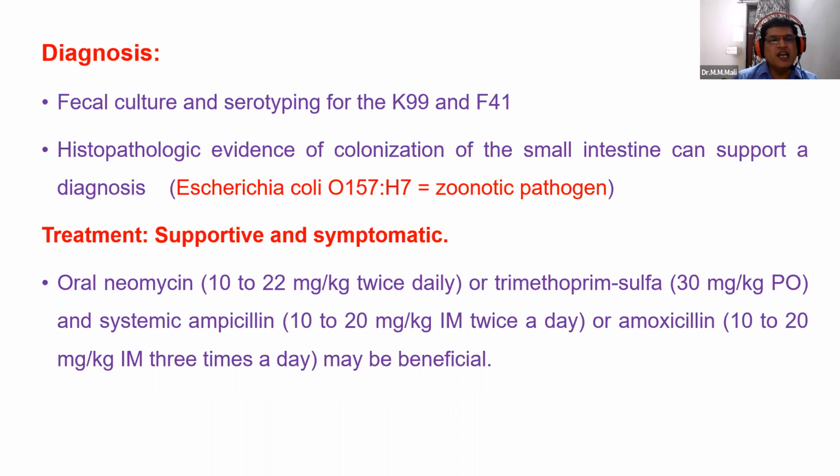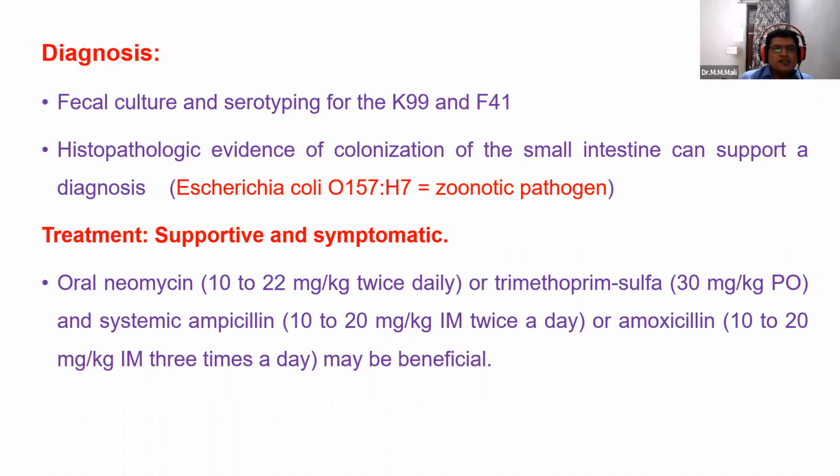The diagnosis of this condition, E. coli, can be made with the help of fecal culture and serotyping for the presence of the virulence factors K99 and F41. These are the virulence factors for this E. coli. The histopathological evidence of colonization of the small intestine can support a diagnosis. The presence of E. coli O157:H7, we all know that this organism has zoonotic implications. So this condition has been reported as having zoonotic significance in field conditions. So we all must know about the zoonotic significance of this E. coli infection in field conditions.